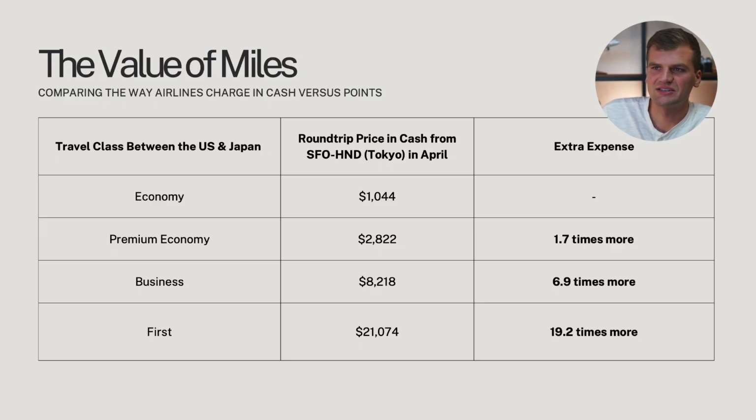I've put on the right side there how much extra cash you're going to have to pay in relation to economy class. So you can see 2 times more, 7 times more, 19 times more.